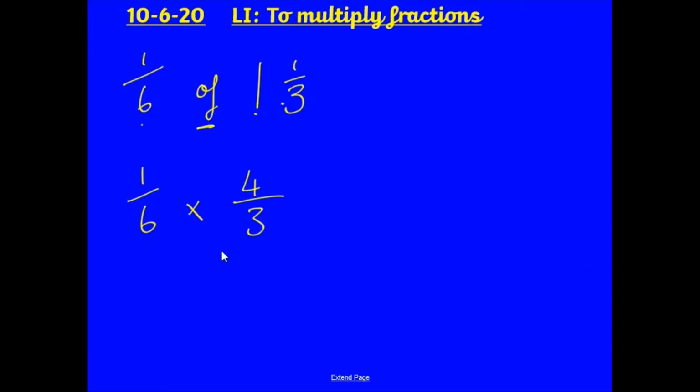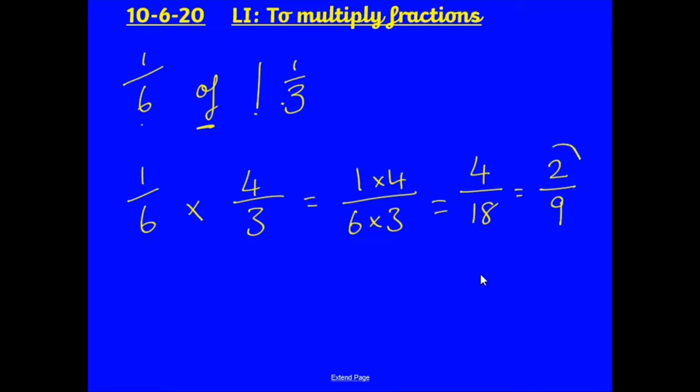So 1/6 times 4/3. And now I can work it out. 1 times 4 over 6 times 3, which would equal 4 over 18. Both even numbers, so both divisible by 2. Therefore, it will be 2/9.